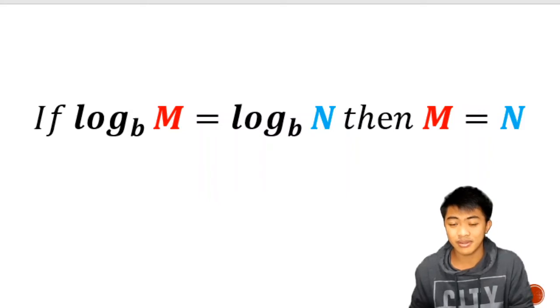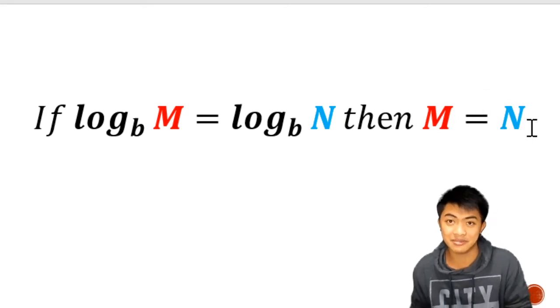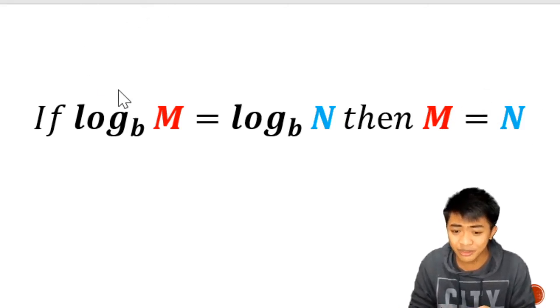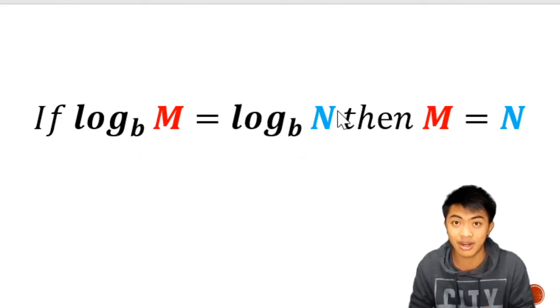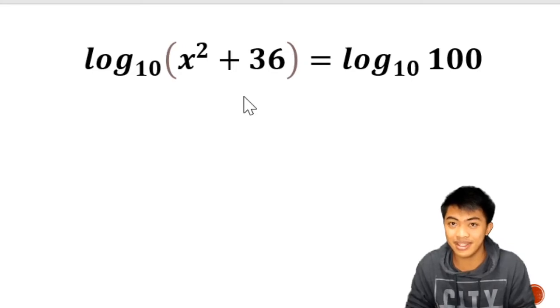Okay, so this is a property of equality of logarithmic equations. If logarithm of m to the base b is equal to logarithm of n to the base b, then m is equal to n. What is it saying? If we have two logarithmic expressions with the same base in an equation, we can just equate their arguments. Let's see. We do have here two log expressions in an equation, and they have the same base. So we can just easily get their arguments.